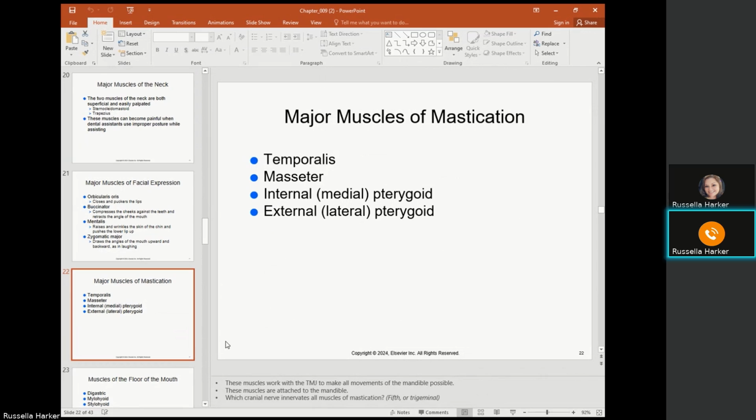The nerve that innervates these muscles is the trigeminal nerve, or the 5th cranial nerve. It innervates all the muscles of mastication, and you need to know that. So the 5th cranial nerve is of primary importance for dental assistance.